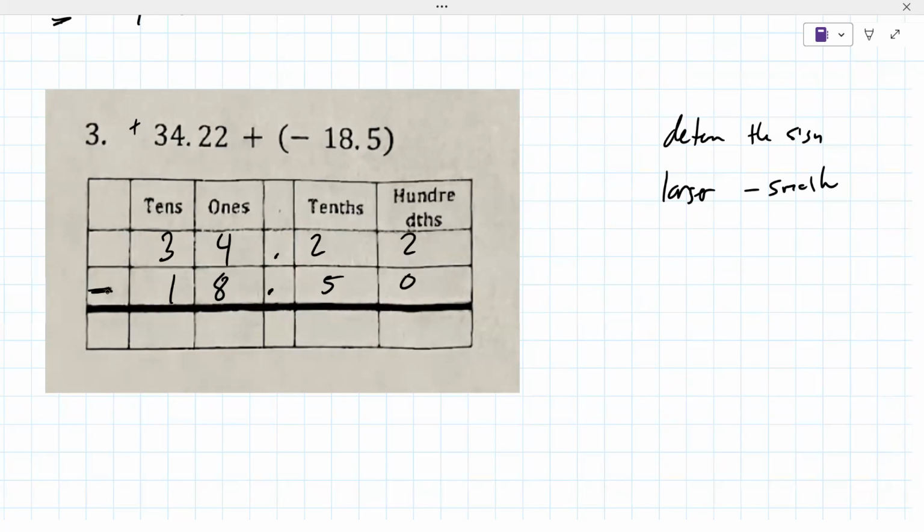$15.72. Yes. So you borrow from the 3, and then you borrow from the 2 to make that. Yes, very good. Okay, and then you know the answer is positive, so you just keep it as is.